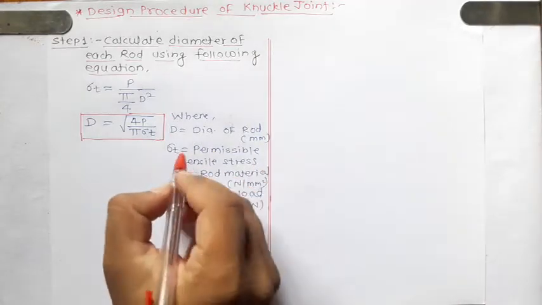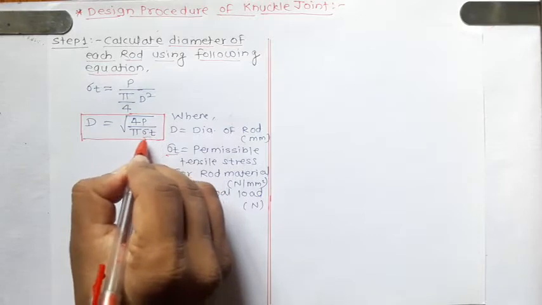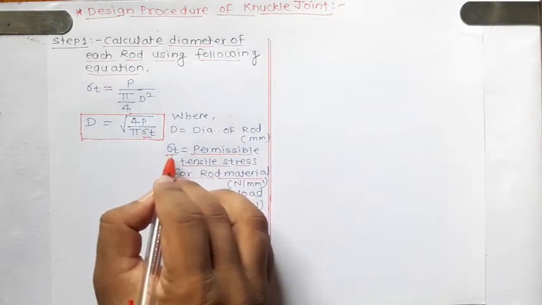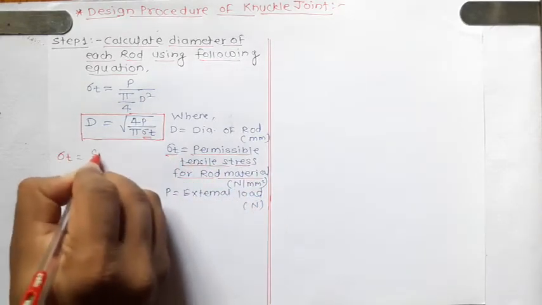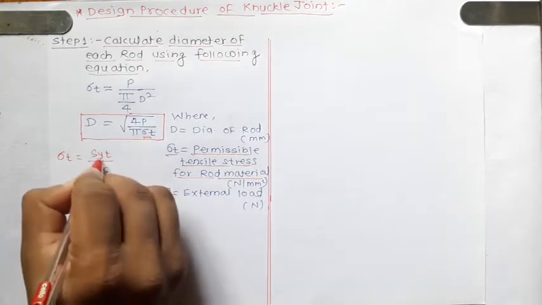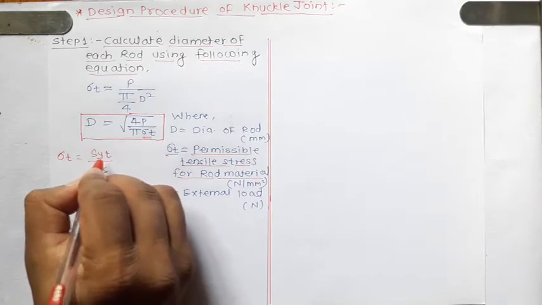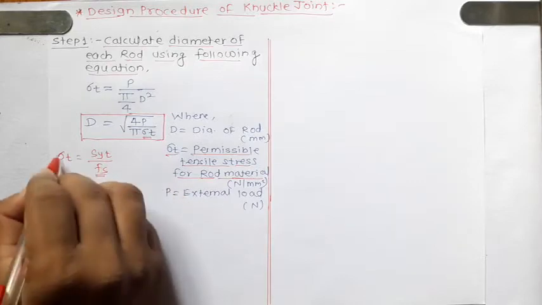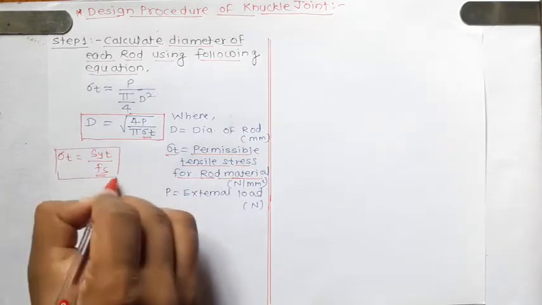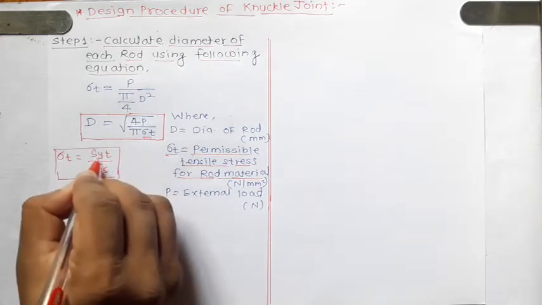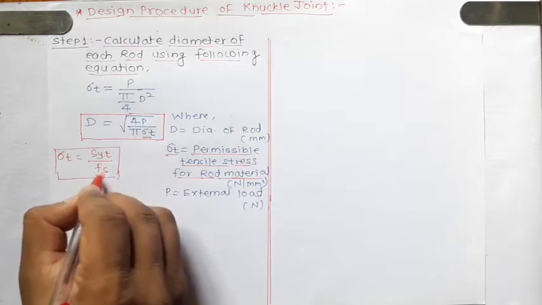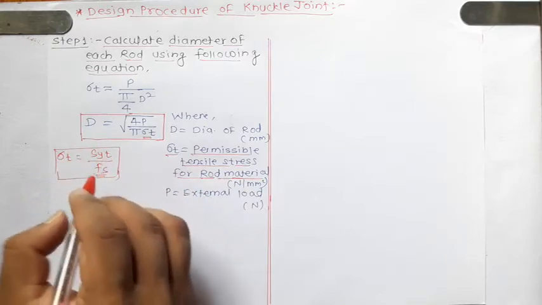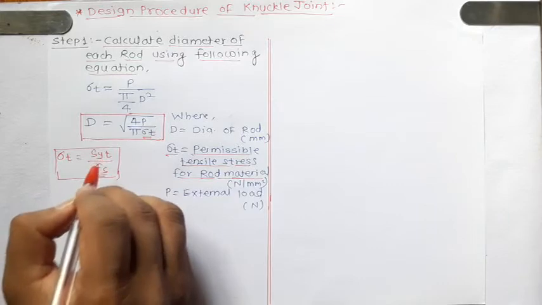Remember a very important point: while calculating this, the value of sigma t that you have to put here is nothing but the permissible tensile stress for rod material, which you have to take equal to SYT upon FS, where SYT is the yield strength in tension for a rod material in newton per mm square, and FS will be given. This equation you have to use if the rod material is ductile, and if it is brittle, we have to replace this SYT by SUT, and FS will be given differently for a brittle material. So remember this point. This equation is for ductile material. For brittle material, we have to replace SYT with SUT.